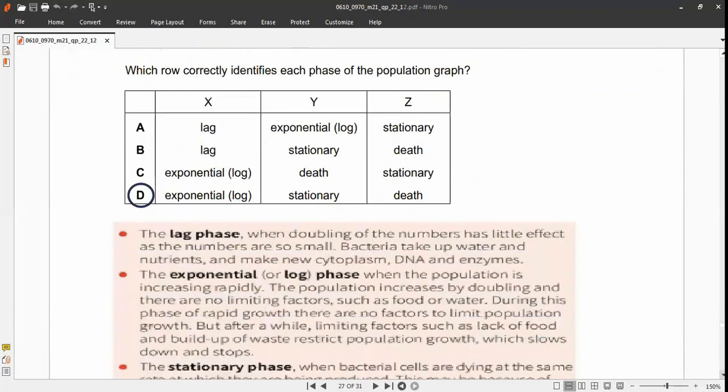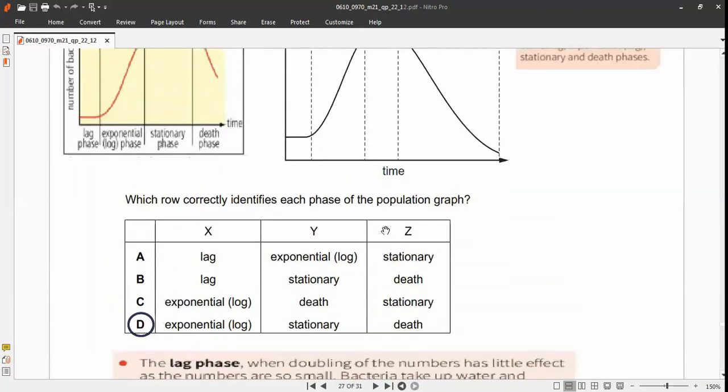Okay, let's see the explanation of this part. The lag phase is when doubling of the numbers has little effect as the numbers are so small. Bacteria take up water and nutrients and make new cytoplasm, DNA and enzymes. The exponential or log phase is when the population is increasing rapidly. Increasing, yes, increasing rapidly.